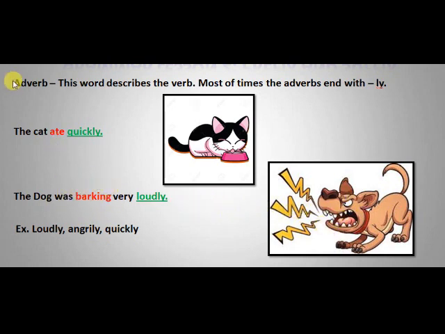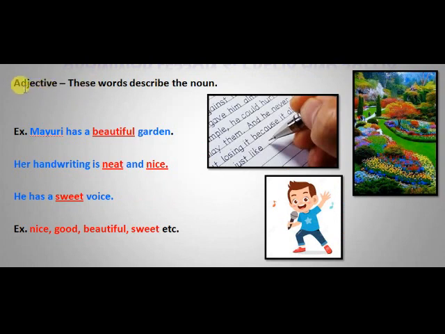Another method of finding out the adverbs is asking questions about how to the nouns. For example, when I said here, the cat ate, ate is actually a verb, but how is the cat eating? It ate very quickly. The dog was barking. How was it barking? Very loudly. So this becomes the adverbs. Examples: loudly, angrily, quickly. There are many more. So the next is the adjective.